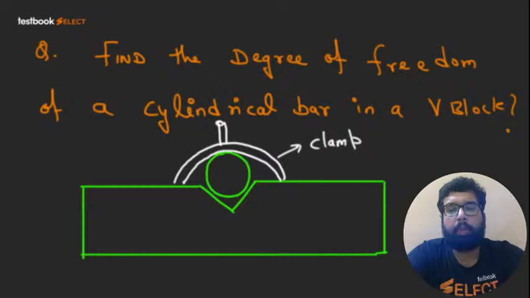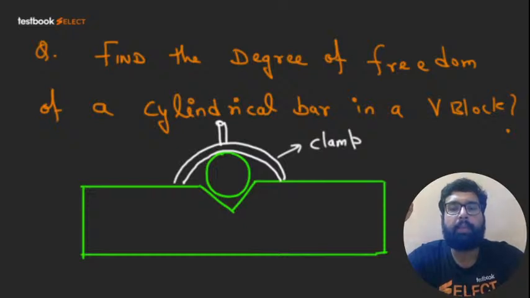Live student, please respond. Find the degree of freedom of a cylindrical bar inside a V block. A cylinder is held in a V block with a clamp. Now what will be the degree of freedom?